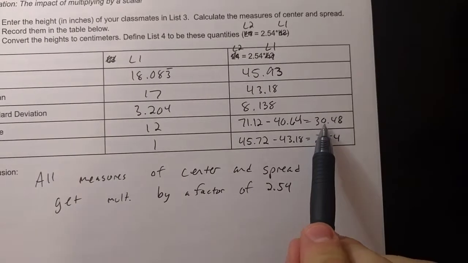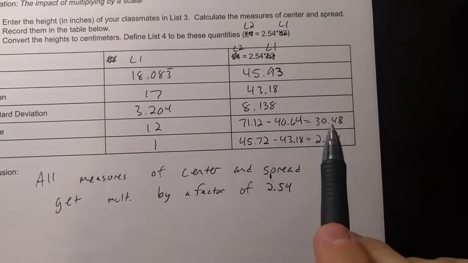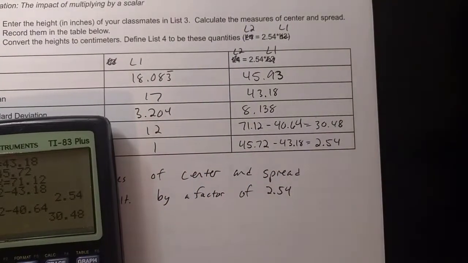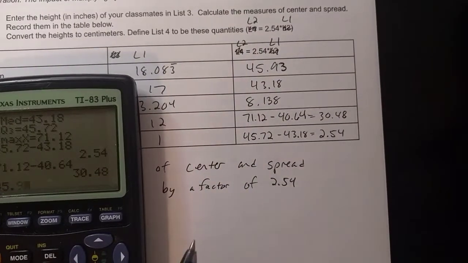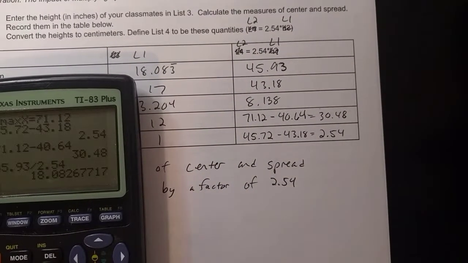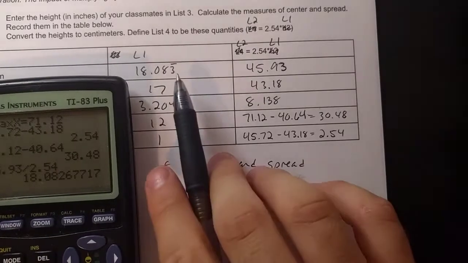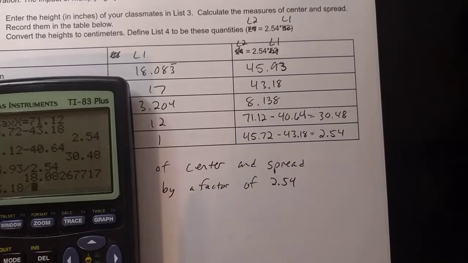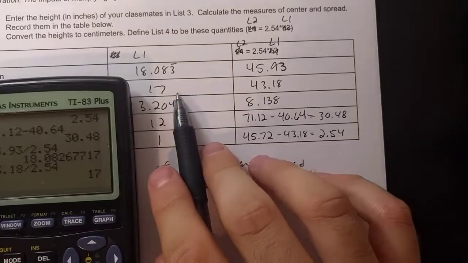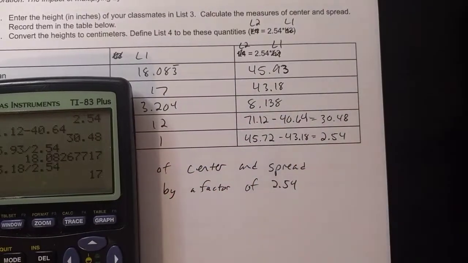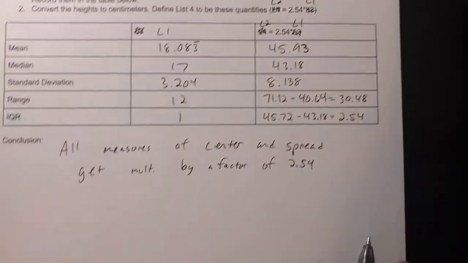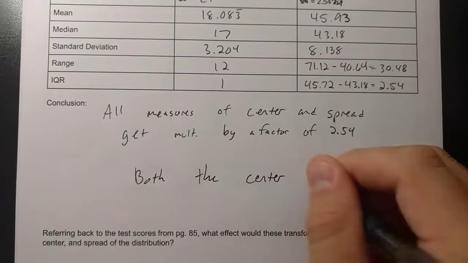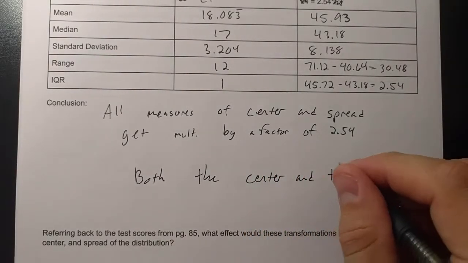If you were to take these numbers and divide each of them by 2.54, you should get these 5 numbers here. Let's try a couple. Let's try the mean, for example. 45.93 divided by 2.54. I got 18.026, and that's exactly what we have here. We'll do one more. 43.18 divided by 2.54. I got 17 exactly. And you go on the list here, every single thing gets multiplied by a factor of 2.54. So both the center and the spread are affected.